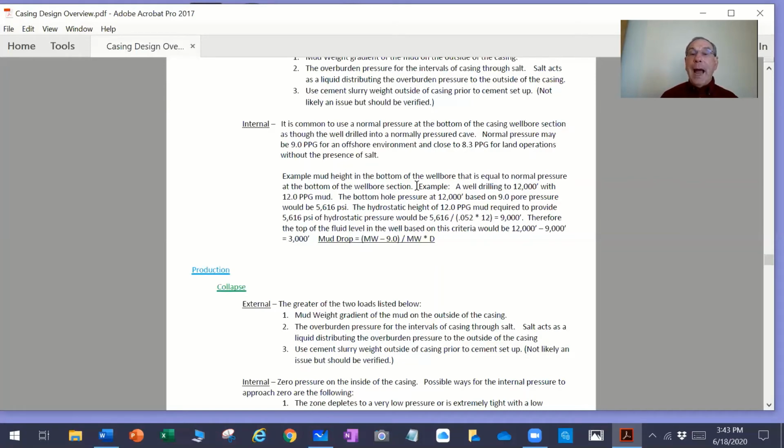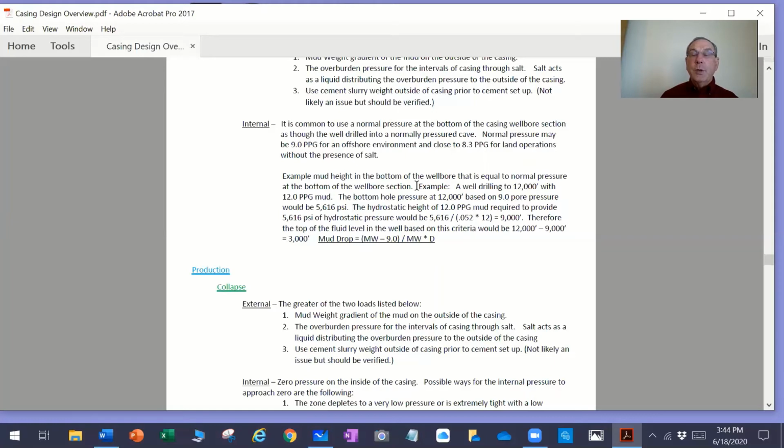The hydrostatic height of 12 pound per gallon mud required to provide 5,616 psi of hydrostatic pressure would only be 9,000 feet. So it's only going to take 9,000 feet of 12 pound per gallon mud to equal that pressure. Therefore, the top of the fluid level in the wellbore is going to be 12,000 minus the 9,000 feet of mud in the wellbore. So it's going to be 3,000 feet. That's where the fluid level inside that casing is going to be from the top.